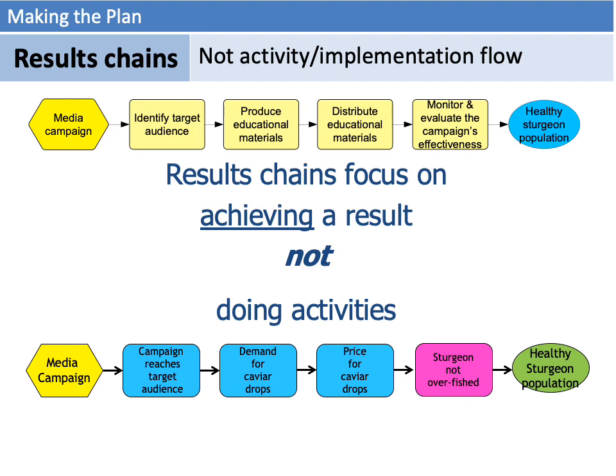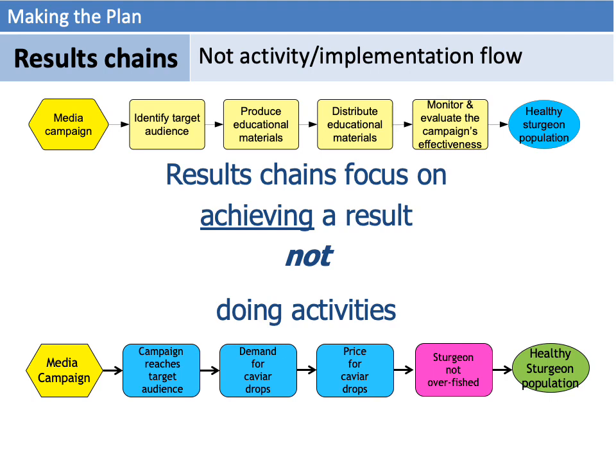Is that true? Not necessarily. You might identify a target audience, but that doesn't mean you will produce materials. Probably the clearest thing that shows you this is an activity chain is if you try and say, if we monitor and evaluate the effectiveness, then there will be a healthy sturgeon population. So monitoring and evaluation is not something that tells you if you've got a healthy population.